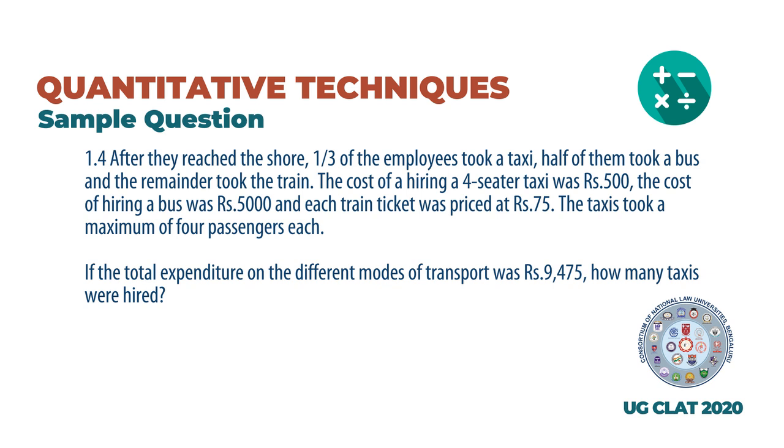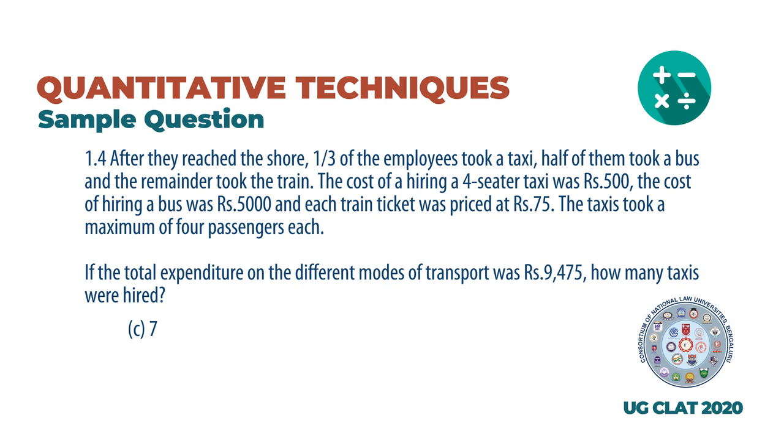If the total expenditure on the different modes of transport was rupees 9,475, how many taxis were hired? Your options are A. 5, B. 6, C. 7 or D. 8.